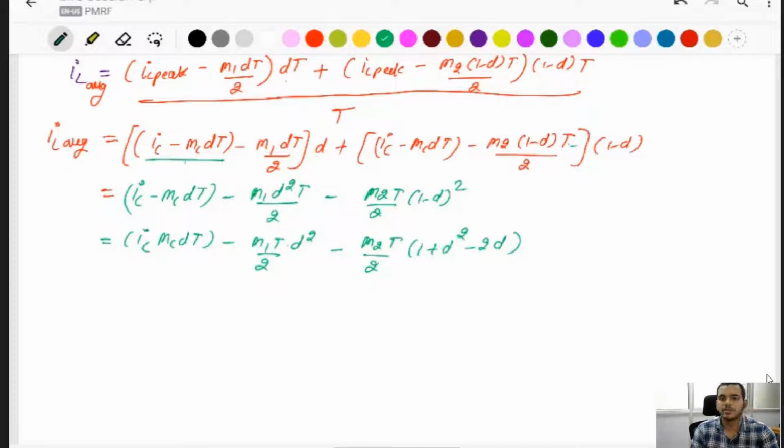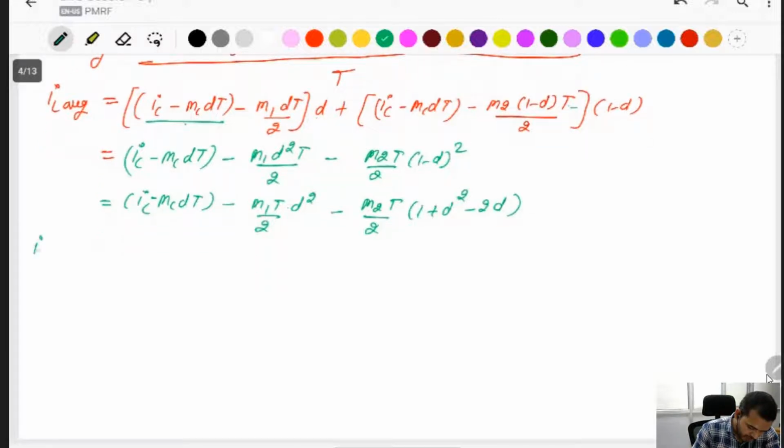Apply perturbation of the signal, that is, inductor current perturbation and duty ratio perturbation. M1 is the slope in the boost converter. M1 is Vs by L, that is the slope, and M2 is Vs minus V0 by L, the slope. So this 2 is not there. M2 is Vs minus V0. Then both are perturbed, which means M1 and M2 also come in the perturbation. Duty ratio: IC minus MC dt.